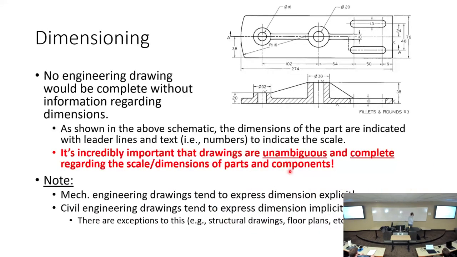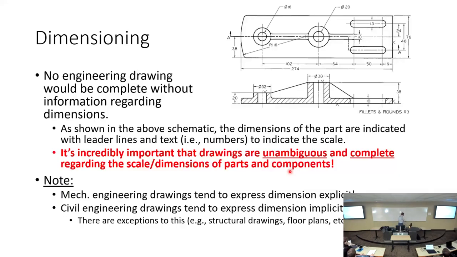Okay, dimensioning. No engineering drawing or schematic, and it doesn't matter what context we're talking about, would be complete without information regarding dimensions in some fashion or another. I have here a part above that shows a series of dimensions, and those dimensions are necessary in order to fully fabricate the component. The idea is that drawings need to be unambiguous and they need to be complete.